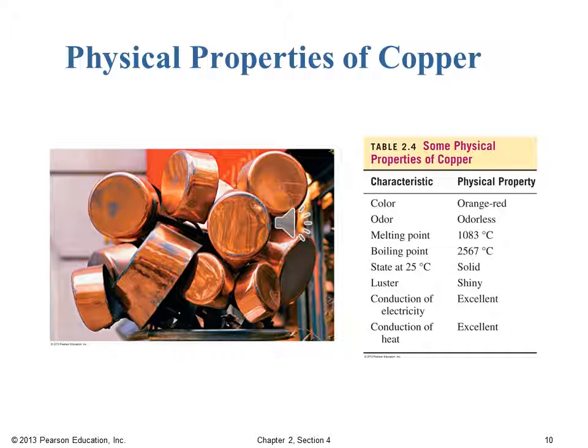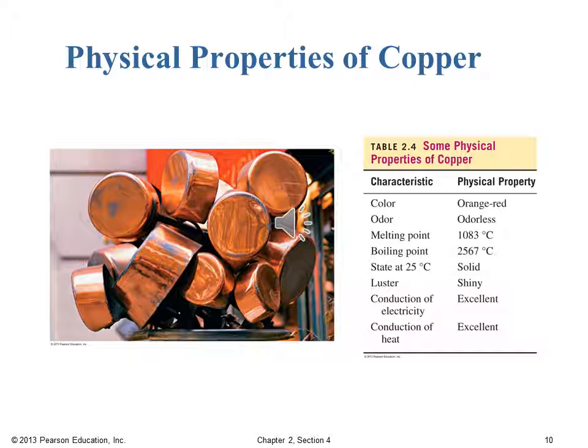Alright, so if we consider the element copper, some key physical properties of copper: it has that characteristic copper color, an orangey red color to the metal. It's odorless, you can't smell copper. Melting point is very high, 1083 degrees Celsius. Boiling point even higher, 2567 degrees Celsius. At 25 degrees Celsius, obviously it's a solid if it doesn't melt until over 1000 degrees Celsius.